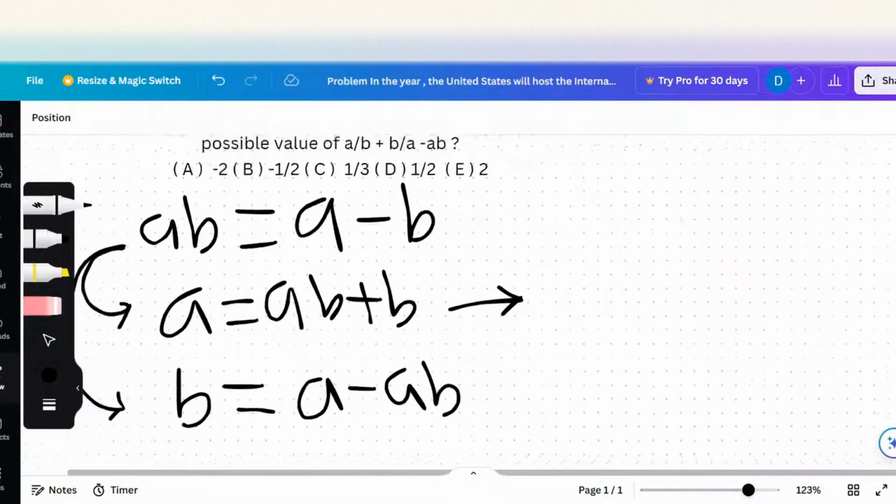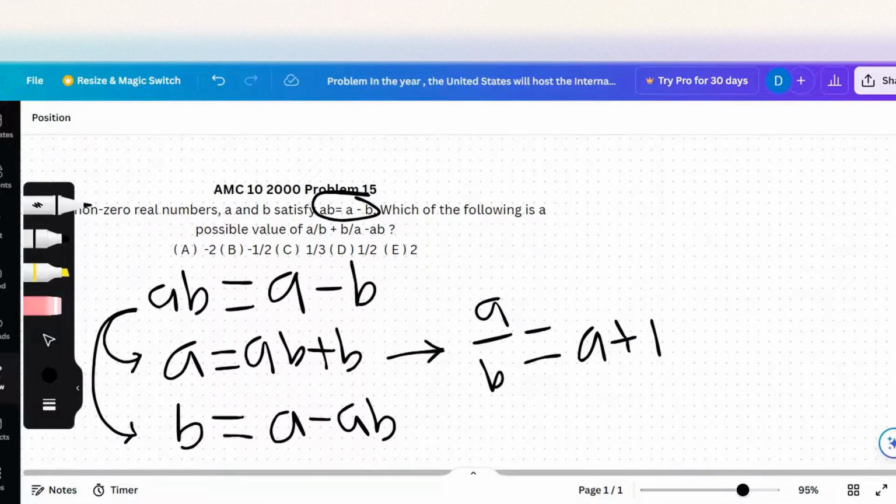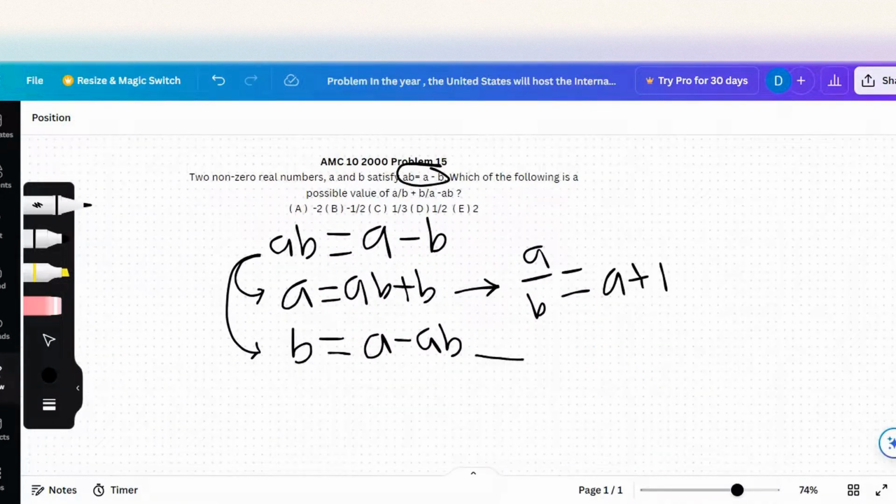Okay, so since we have these equations, we can simply divide by the variable that has appeared twice on one side. And for the first equation, that's B. So it's A divided by B equals A plus 1. And now you see the use for this. The final equation has A divided by B, and if we already solved it, A plus 1, that makes our lives much simpler for solving this problem.